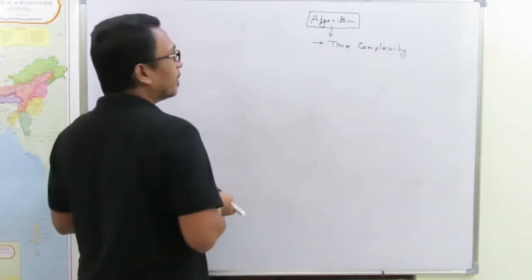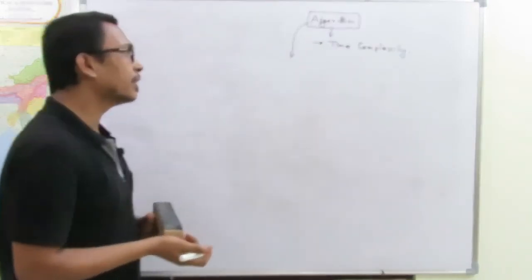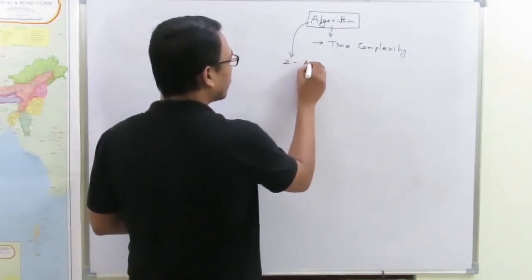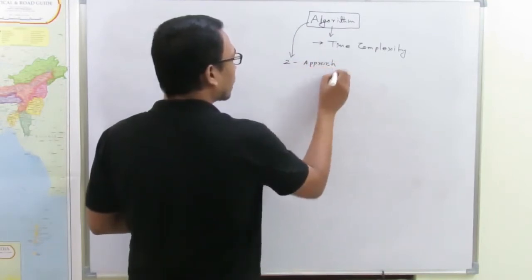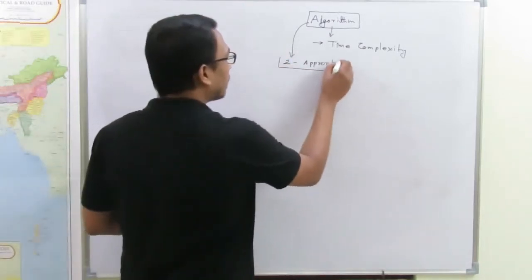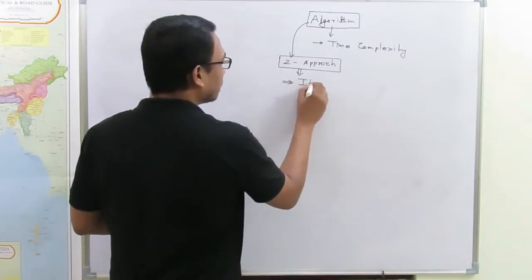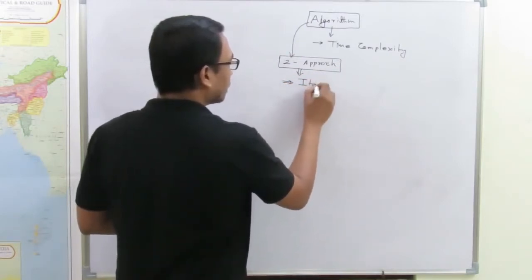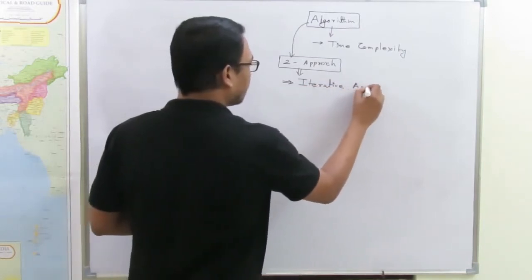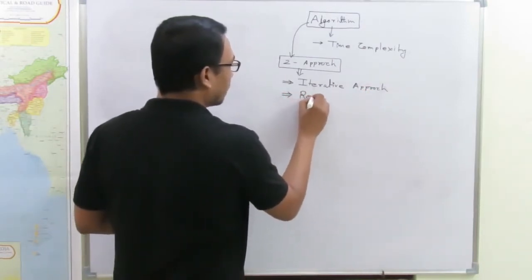Now, the first thing that comes is this: we can implement any algorithm in two different ways. That means two approaches can be used to design any algorithm. What are those two approaches? The first approach is called the iterative approach, and the second approach is called the recursive approach.